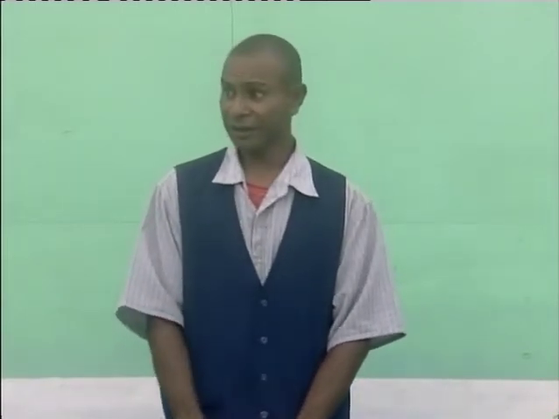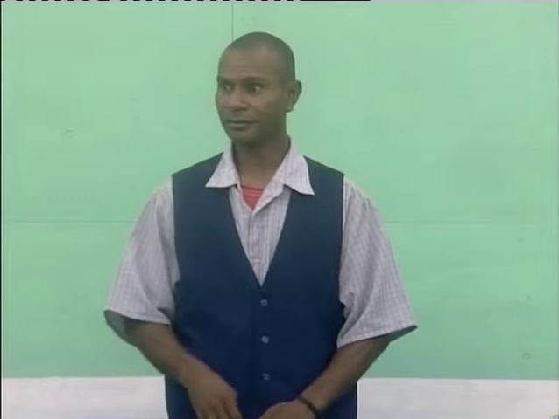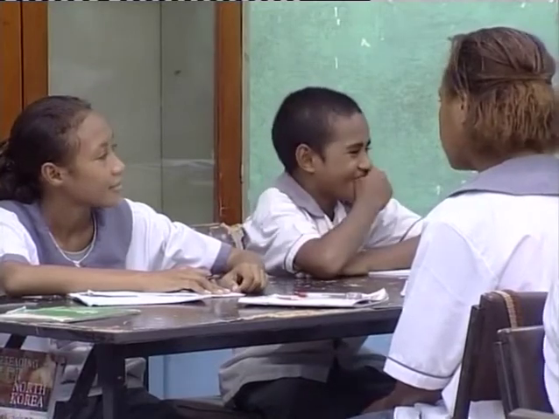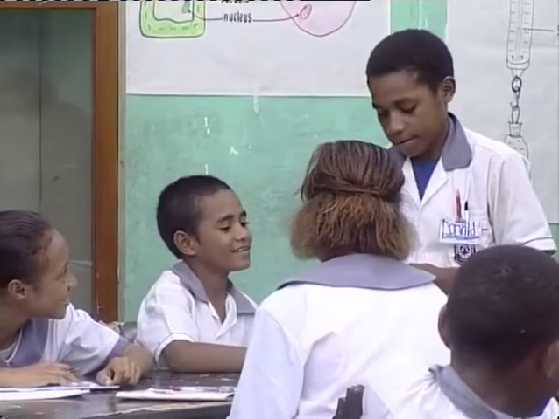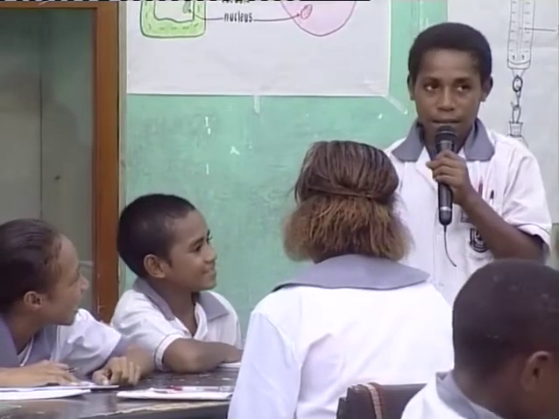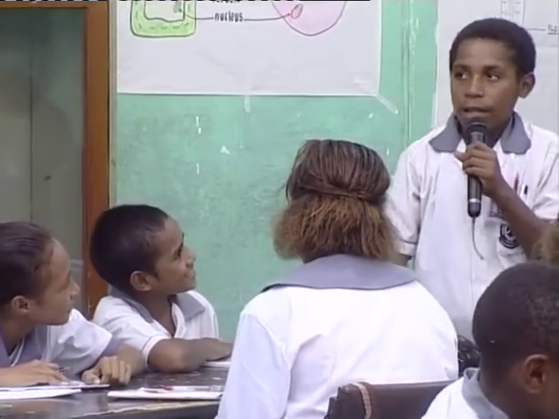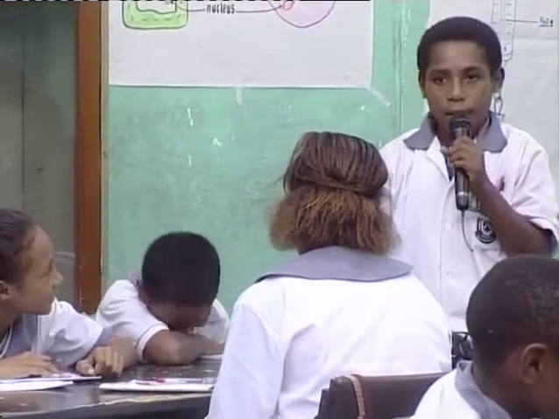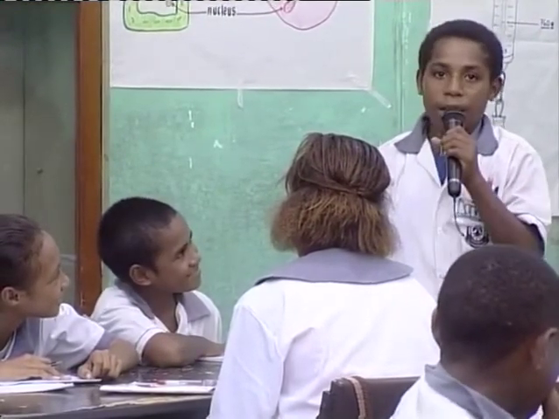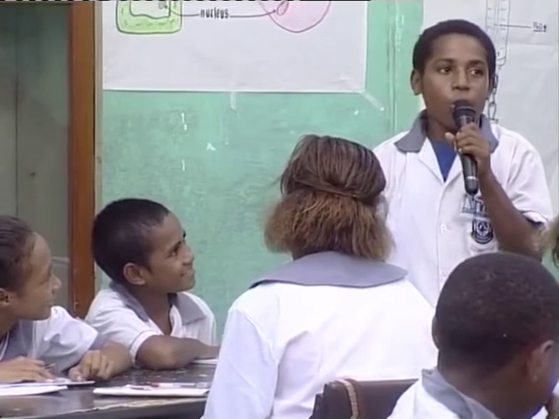Okay, good. Let's have Donald. My house is big. We have 2 bedrooms and my house color is yellow.